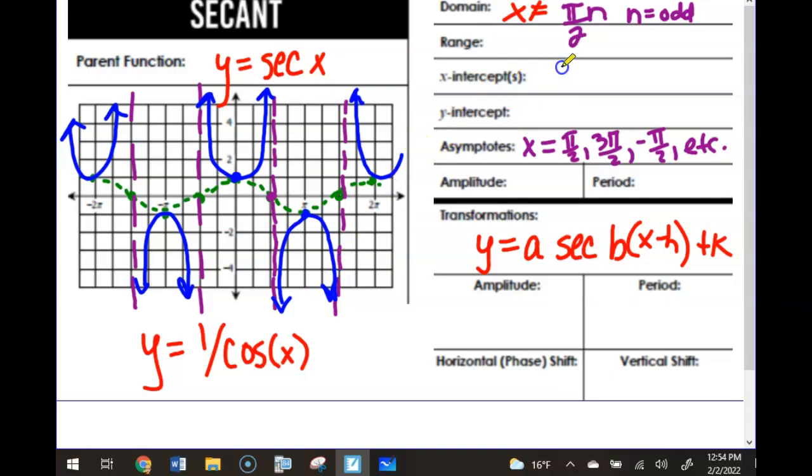All right, where is this? The range would still be from -infinity to -1, and then from 1 to infinity, same as on the last one. The x-intercepts, where's it crossing the x? Never, right? This one does cross the y, though. Where does it cross the y? Yeah.